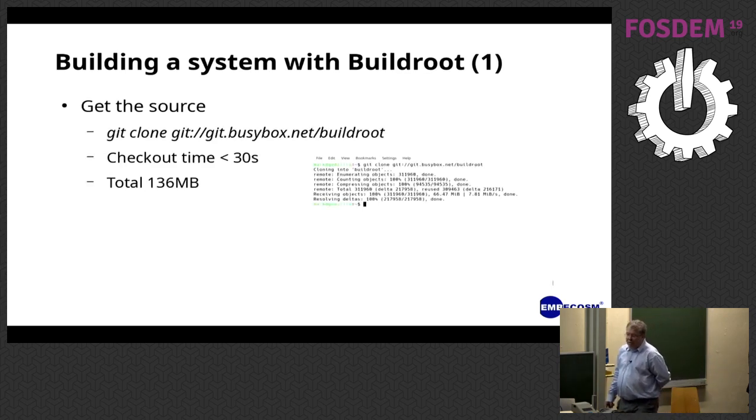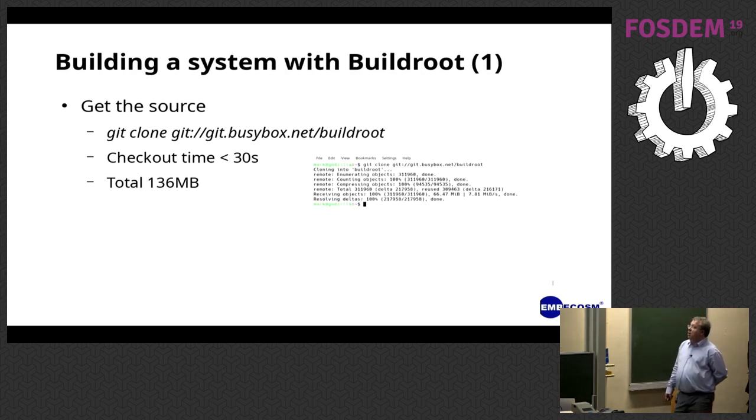Okay, we'll start with the first step and get hold of the source code. Straightforward, I'll show you there, just clone the Git repository. On my machine, it was less than 30 seconds to check out. And on the disk, the total size of Buildroot was 136 megabytes of code. I did actually, as a parallel process, run the same exercise through with the Yocto RISC-V meta layer, and at initial stage they were similar sorts of sizes for the initial amount of code.